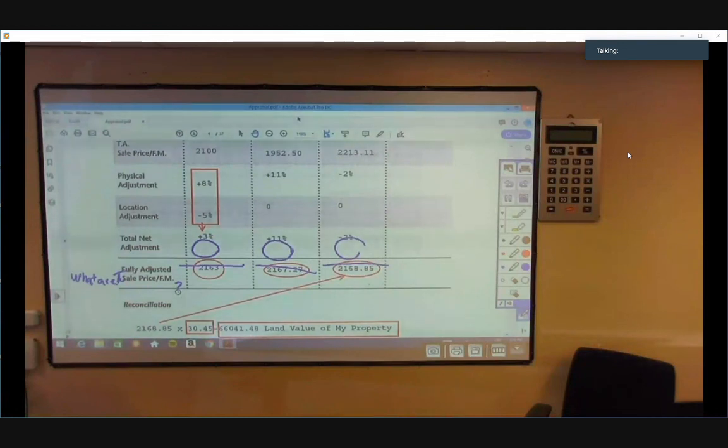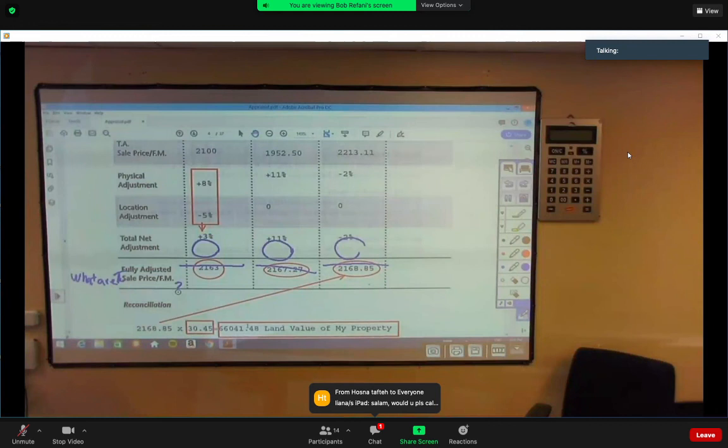Come again? Multiply by the most recent one. So the third one is the most recent, yeah? So look at the handout, look over there. So you see the most recent? Multiply by your frontage is going to give the value of your land. So this is how you find a land value.